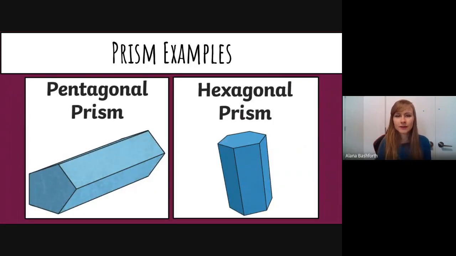Pentagonal prism, there's another one. It doesn't look like a house. And a hexagonal prism. So there's a bunch of different types. Whatever it is, it has to have two shapes on either end and then connect with rectangles.